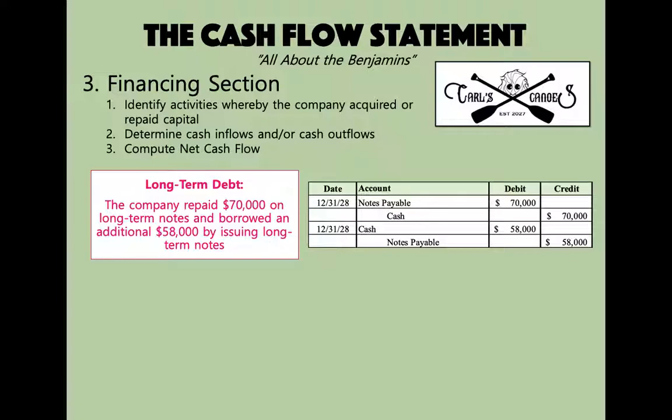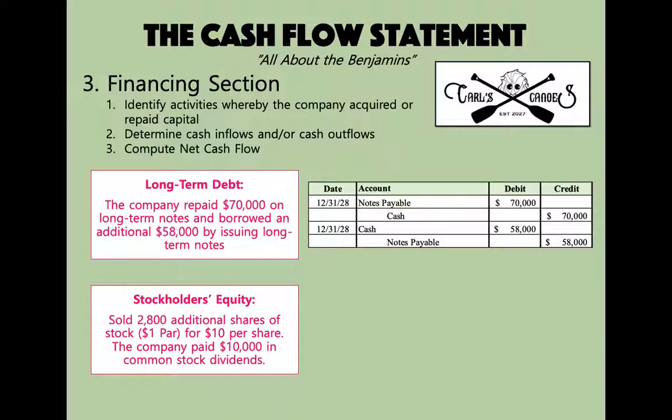Notes payable go down 70, cash goes down 70 to pay off the loan we had before. When we borrow additional money, cash comes in, we debit cash for 58, and we credit notes payable to show the increase in the amount we owe other people of 58.